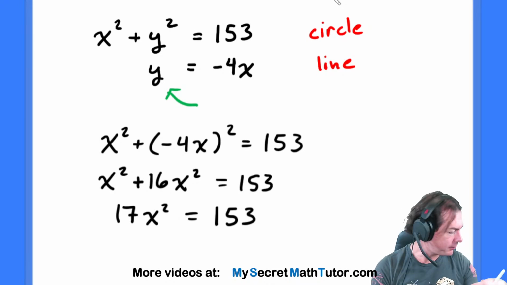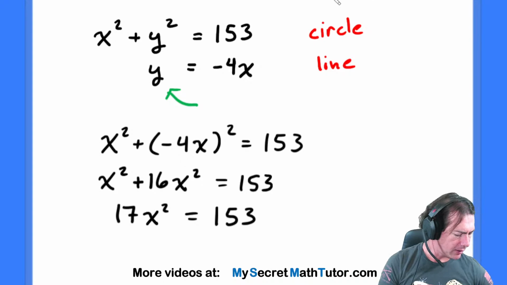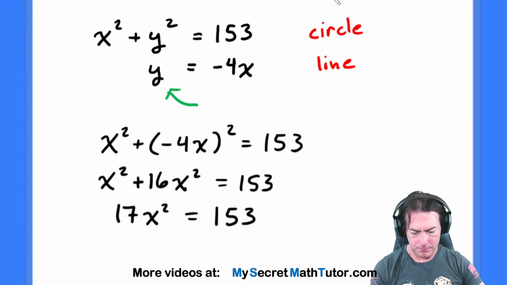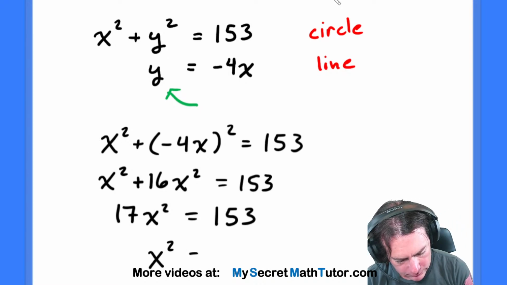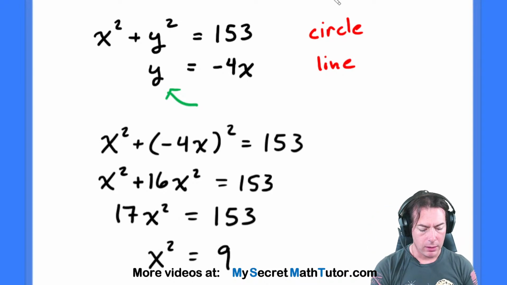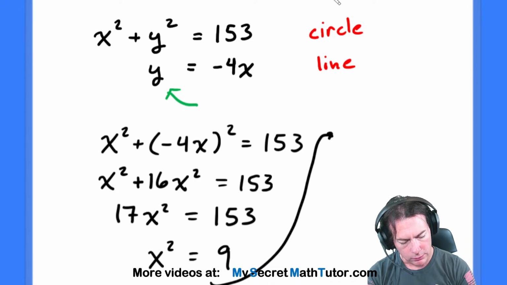All right, let's go from here. I need to divide the 153 by 17. I don't know what that is off the top of my head, so let's see. 153 divided by 17. Looks like 9 is the answer. So I have that x squared is equal to 9. And we'd essentially have one more step. We would take the square root of both sides.